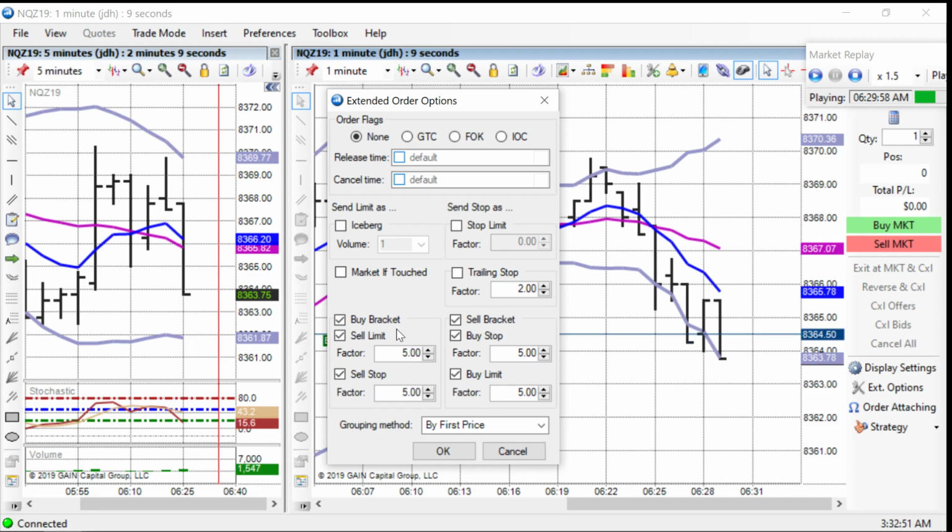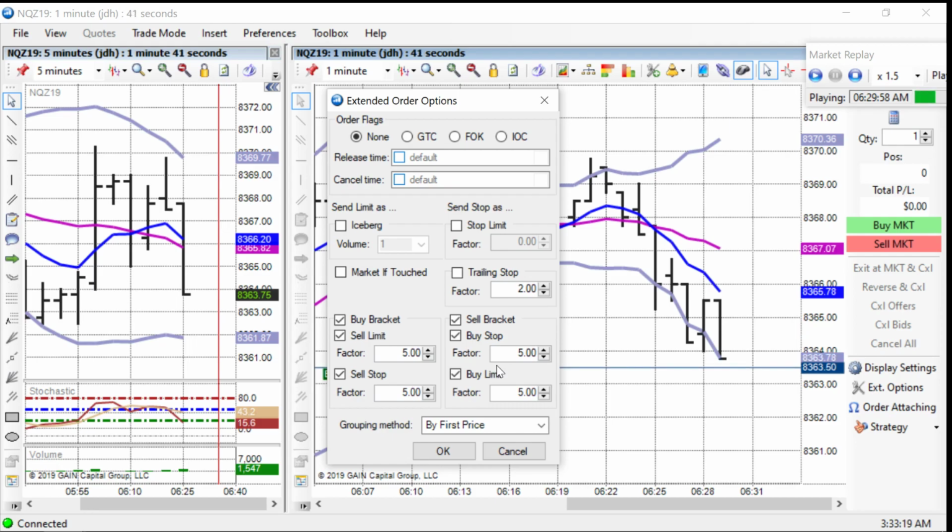So for the buy bracket, I've got the target, the sell limit set at 5 points, and the sell stop set at 5 points. For the sell bracket, I've got the buy stop set at 5 points, which is the stop loss order, and the buy limit is the target set at 5 points. So in both directions on the trade, I'm bracketed by 5-point orders, and you'll see how that works.